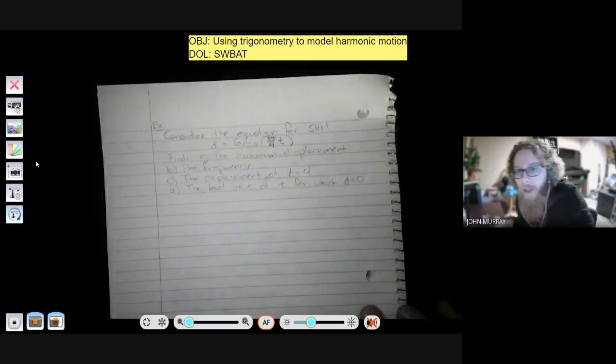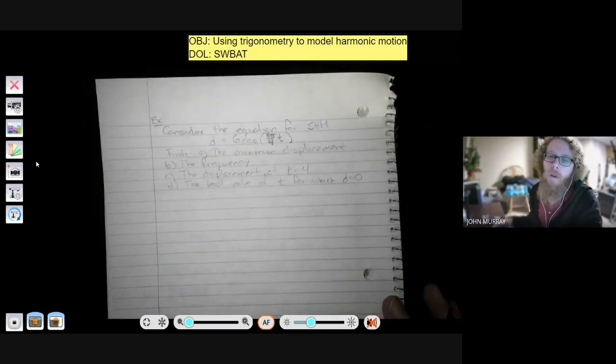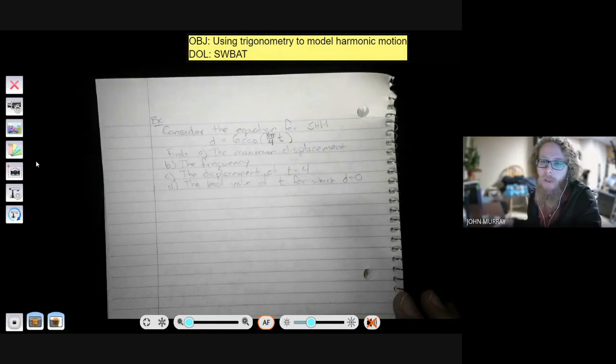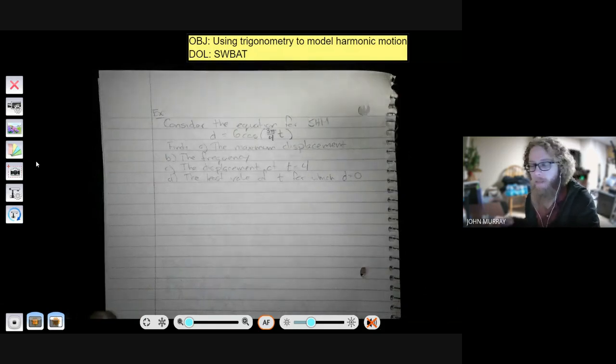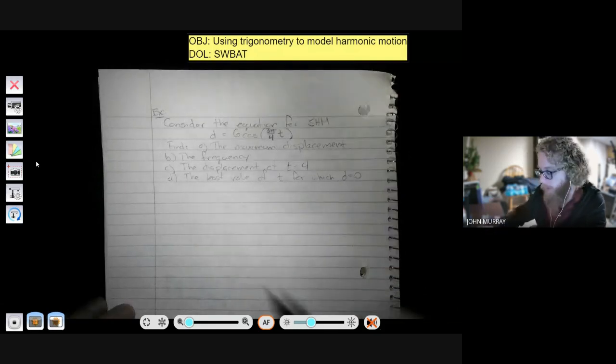Now that we have the equation, and now that we know what everything does, we can find a number of things. They want us to find the maximum displacement. Well, that's just like finding the amplitude.